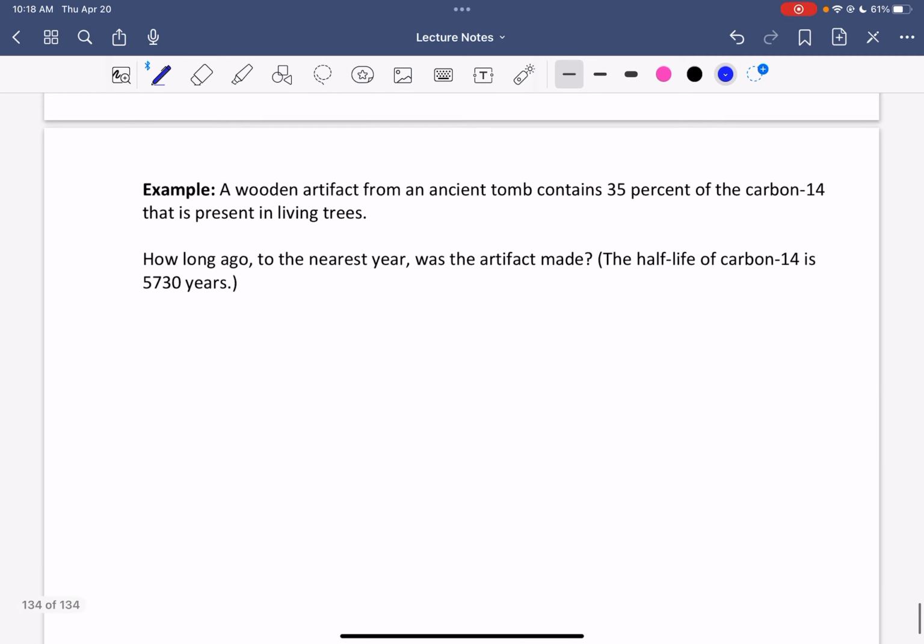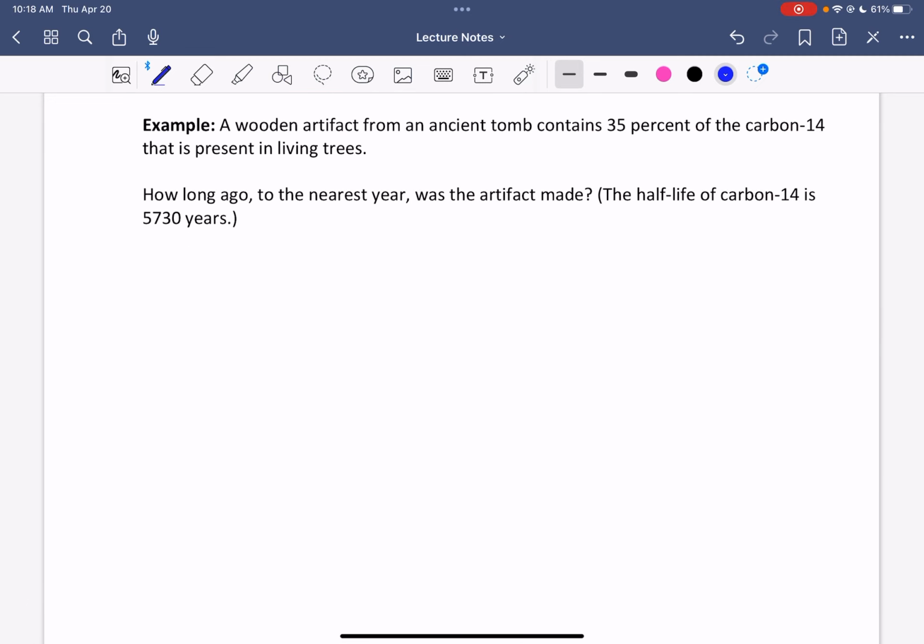Two more examples. It says a wooden artifact from an ancient tomb contains 35% of the carbon-14 that is present in living trees. How long ago, to the nearest year, was the artifact made? The half-life of carbon-14 is 5,730 years. And so this is what we want to start with, the fact that it told us the half-life is 5,730 years. And so just like in the previous 2 examples, the first step we're going to do is find our rate, or our r.